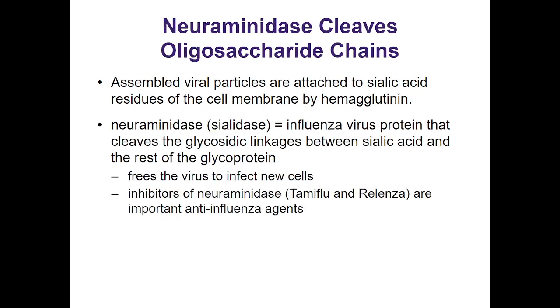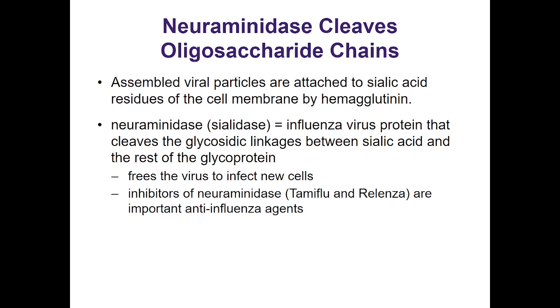The assembled viral particles are going to be attached to the sialic acid residues of your cell membrane. This is released by neuraminidase, or sialidase, which is by far and away the easier naming for that. By the way, what does it act on? Sialic acid. Sialidase is the influenza virus protein that's going to cleave the glycosidic linkages between sialic acid and the rest of your glycoprotein. This is actually what frees the virus to infect new cells.